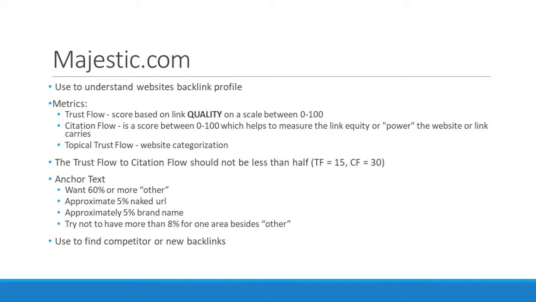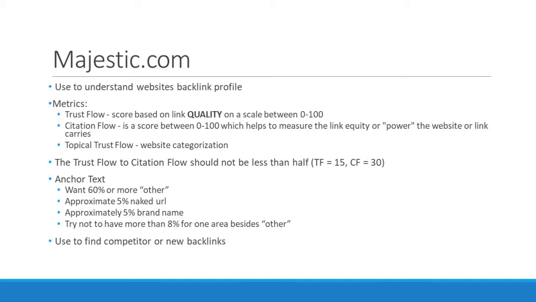So the more backlinks pointing to a website that have good trust flow, the higher the scores. And also you can have a ton of citation flow to the website and a low trust flow, which means that you probably have a spammy backlink profile. And then we have topical trust flow, which is the website categorization. For me, that's one of the big things that I try to take into account when I'm looking to rank these local businesses, because I want to get backlinks from those with that type of topical trust flow.